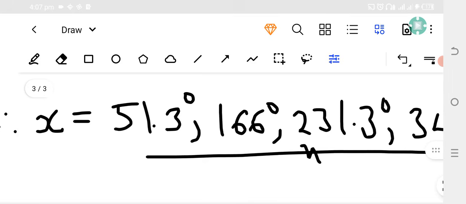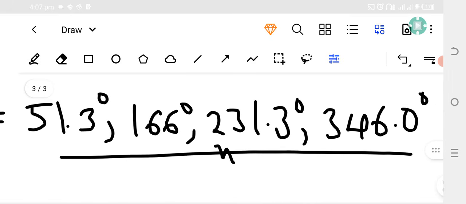Arranging them in ascending order from smallest to biggest is nice. That shows that you know what you're doing. 51.3 degrees, 166 degrees, 231.3 degrees, and then you're going to have 346.0 degrees as your final answer.